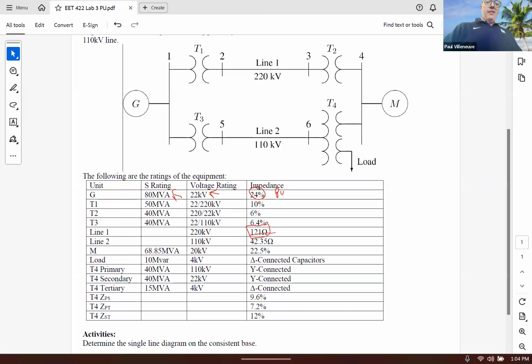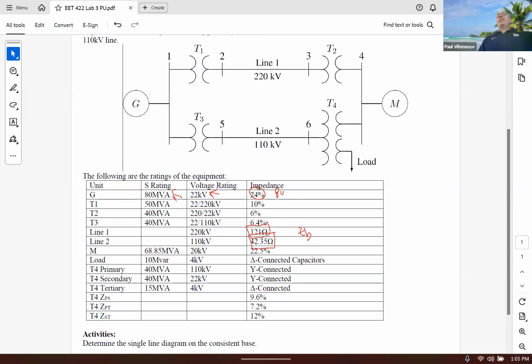These here have units, right? So those I actually have to calculate Z bases, because I'm going to divide those ohm values by my Z base in those regions. Okay.